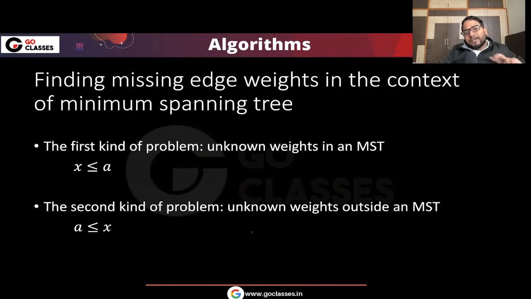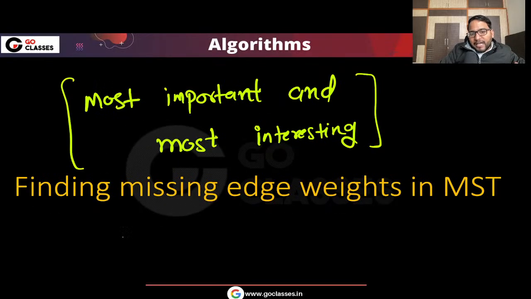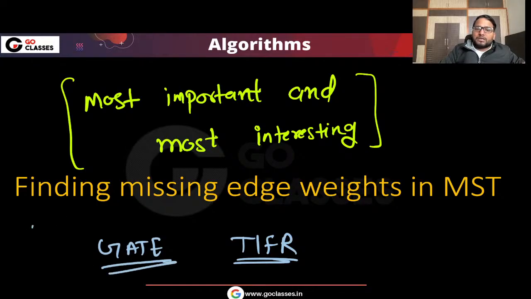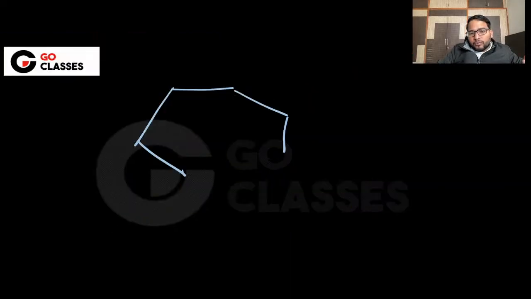So there will be two kinds of problem. They will give you some MST. I will solve the GATE question, TIFR question, and every other question. There have been many questions regarding this particular concept. They will give you some MST, and then they will say that these edge weights are forming the MST.